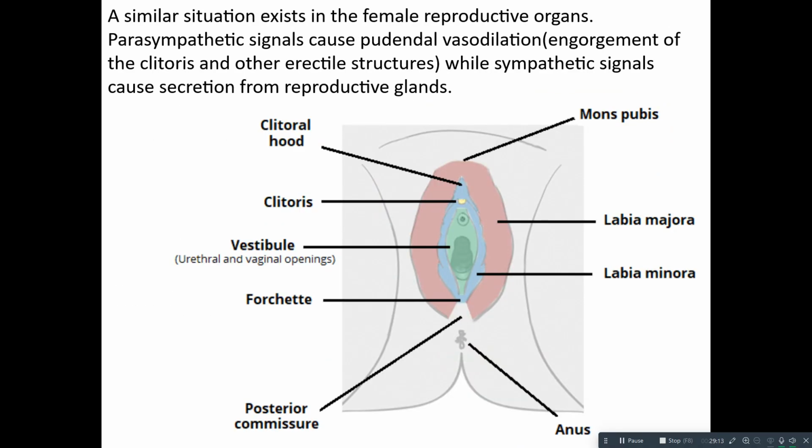Now, a similar situation is going to occur in the female repro organs. So parasympathetic signals cause pudendal vasodilation, so erectile tissue in the clitoris, erectile tissue in the vestibular bulbs around the vagina. They're all going to engorge with blood. And then sympathetic signals are going to cause secretion from the various reproductive glands, like the greater vestibular glands, and other things we'll talk about in AP2. But again, there is this cooperation as opposed to an antagonistic situation.